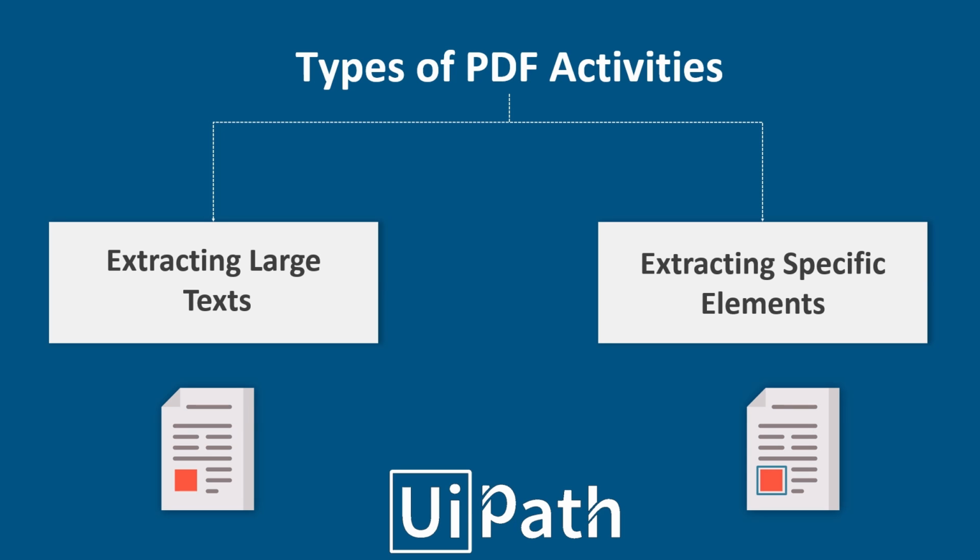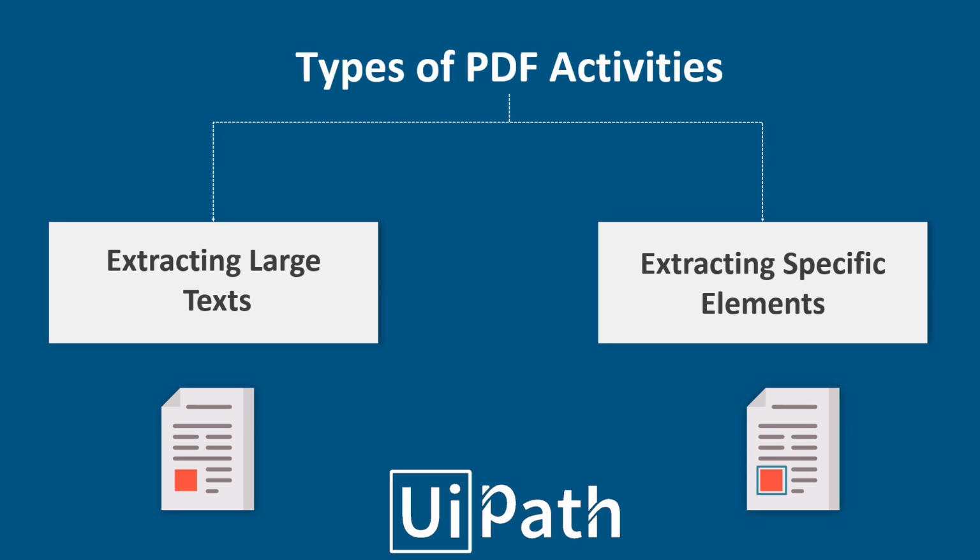Now, when I say extracting large text, I mean that either you want to extract a complete text document, or it can happen that you want to extract a text document which also has images, right? So extracting large text would be extracting either the complete text from the document based on the number of pages that you give for the document, or you also can extract images and text together of a large document.